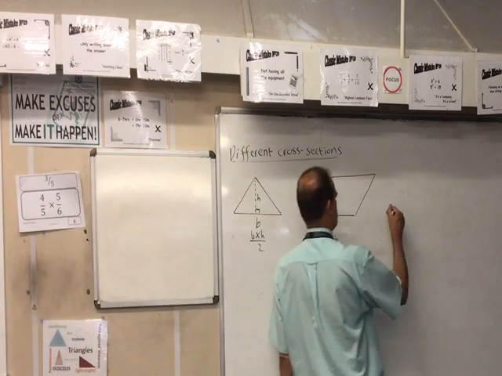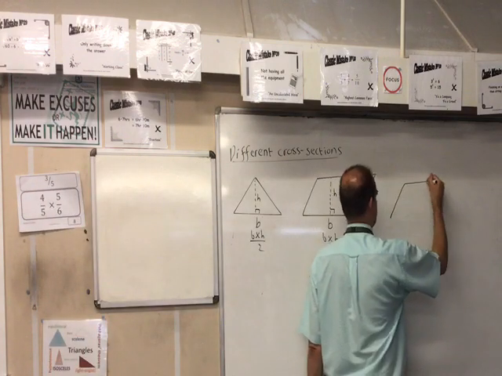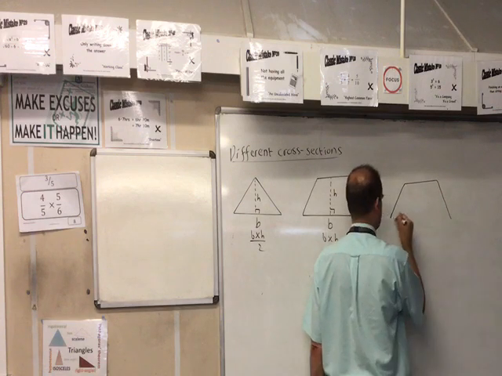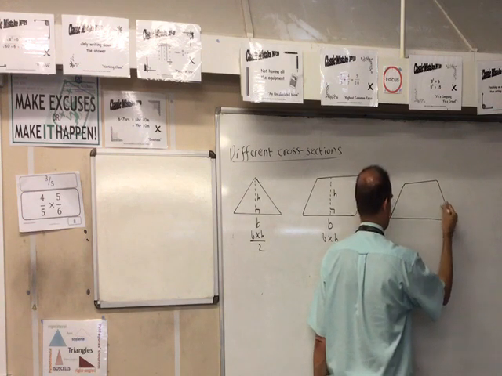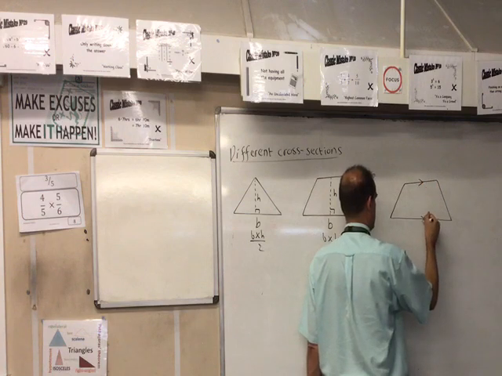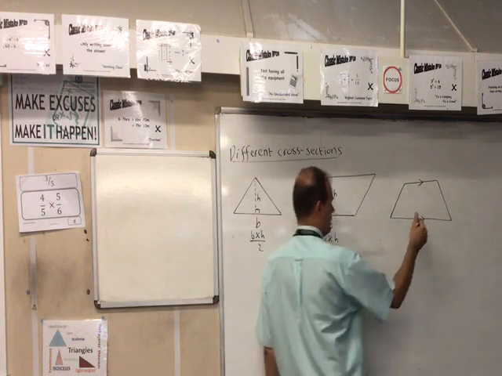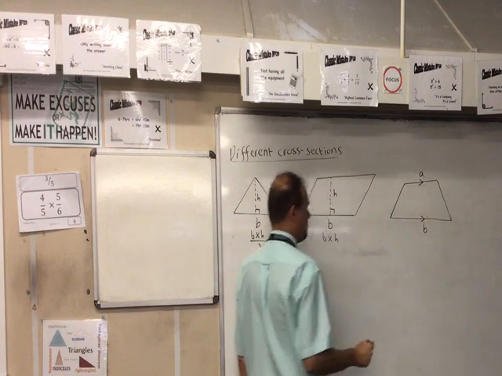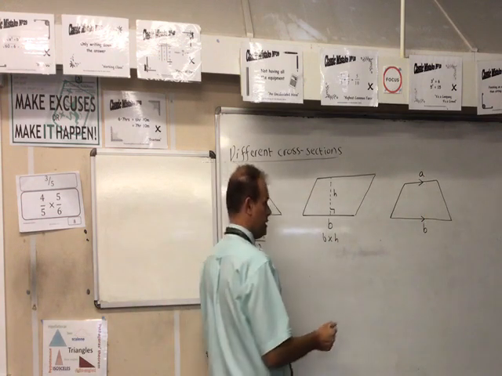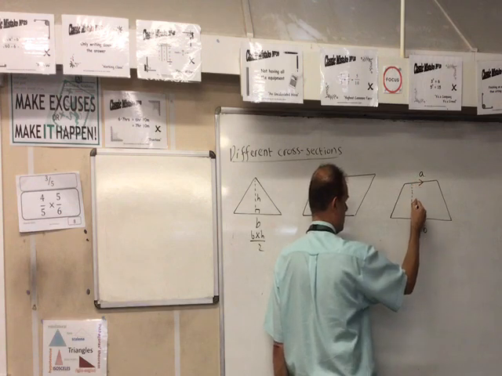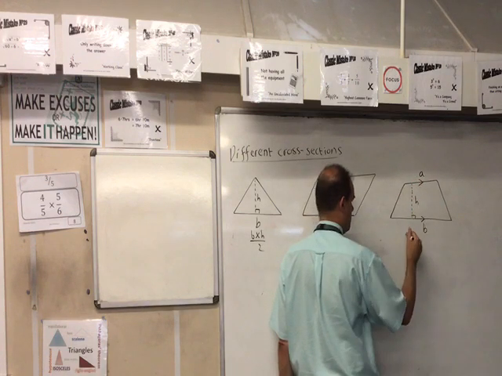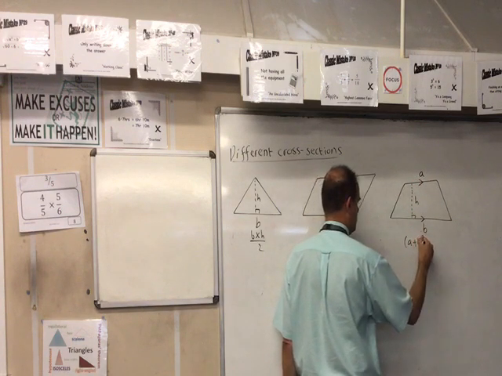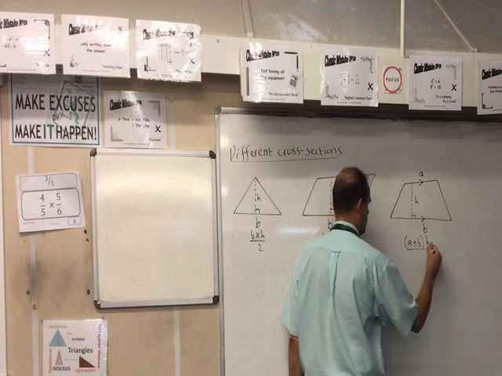Other common cross sections you could have is this one here, a quadrilateral, 4-sided shape. It's got a pair of parallel sides, which is a trapezium. If that's the base, B for base, that's the other parallel length. So A and B are the two parallel lengths, B being the base, and this is the height here. Then the formula which you have to learn for your exam is A plus B times by the height and divided by 2.